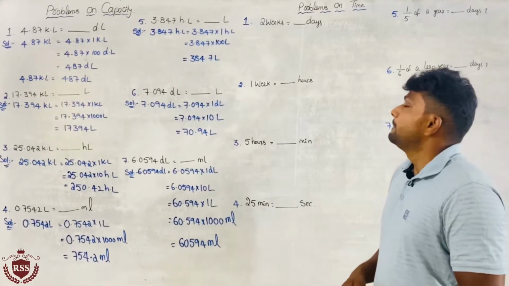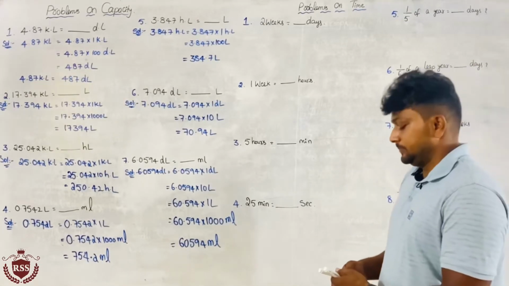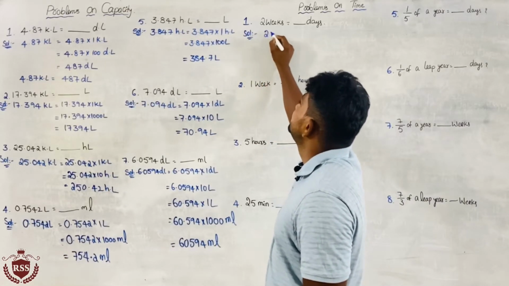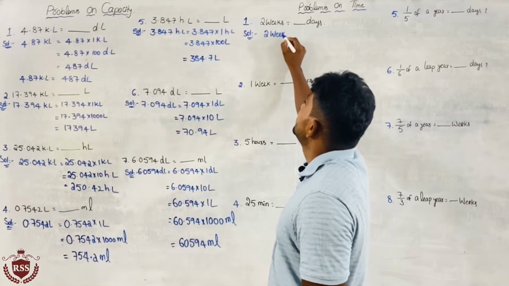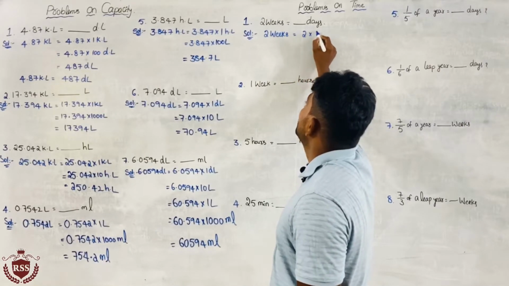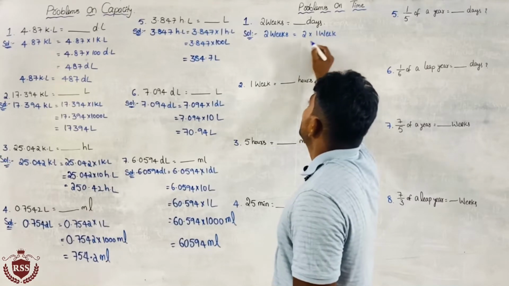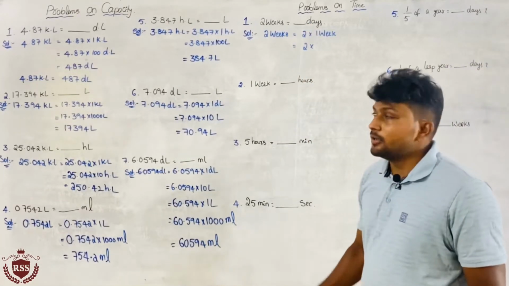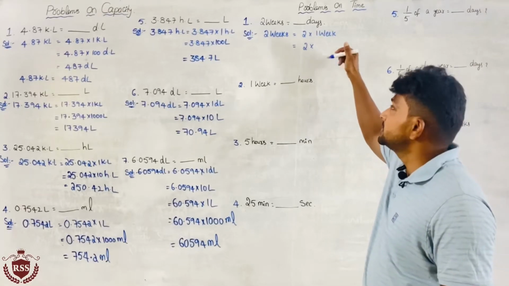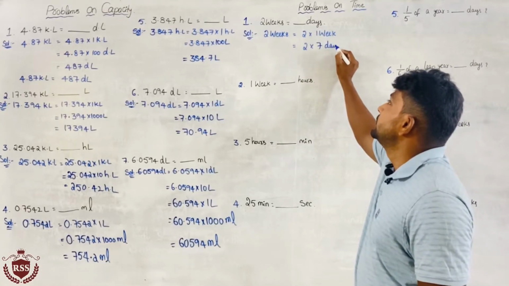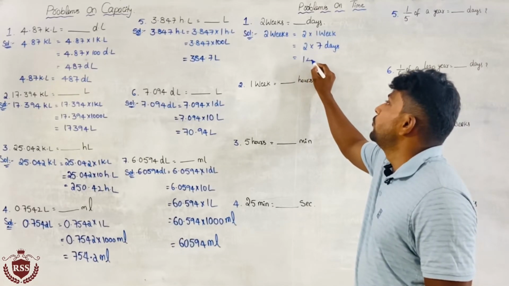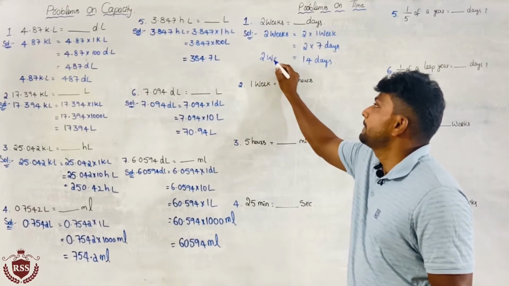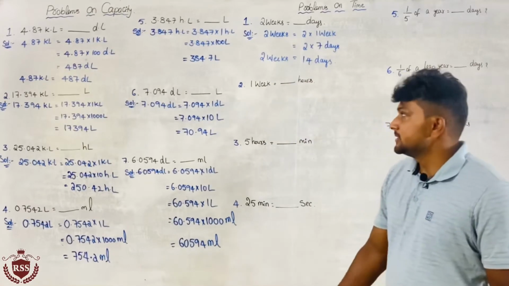Next, coming to the problems on time. First question: 2 weeks equals 2 into 1 week, right? How many days is that? Weeks have to be converted into days. How many days are there in a week? There are 7 days in a week. So 2 sevens are 14 days for 2 weeks. Clear? This is a very simple problem.